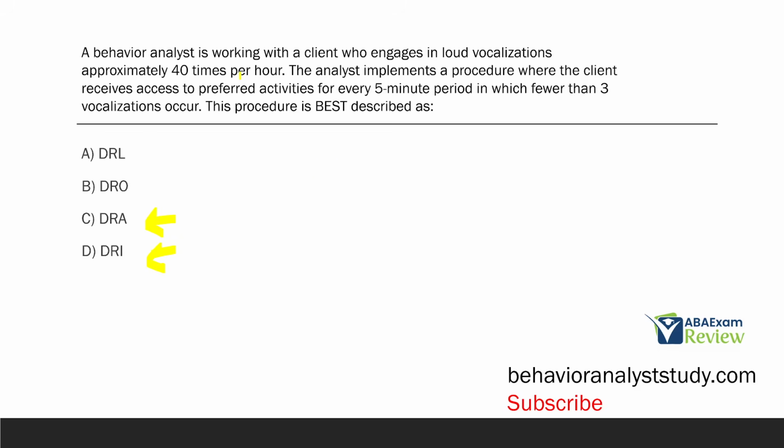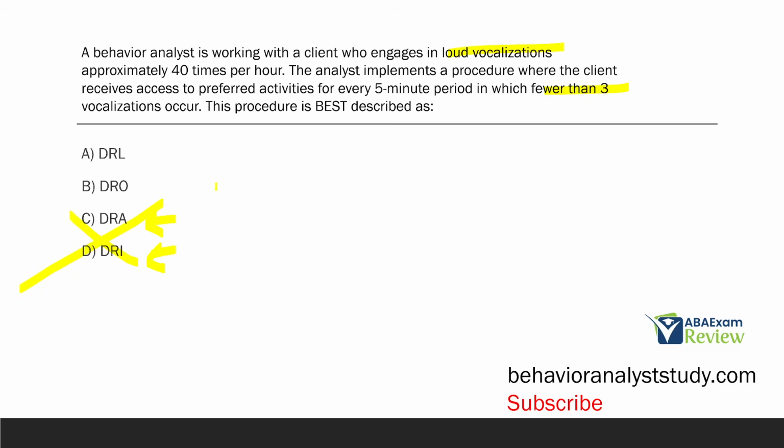So in this case, we have an analyst working with a client who is engaging in loud vocalizations too much. They implement a procedure where the client receives access to activities when they engage in that behavior fewer than 3 times. Does it say they have to do a different behavior? No, we're not teaching a replacement. We're just trying to reduce the vocalizations. So we're trying to go fewer than 3. So since we're not teaching a replacement or an alternative or an incompatible alternative, we know we can cancel these out. So it leaves us with DRL and DRO.